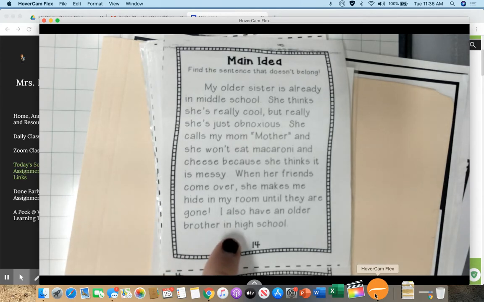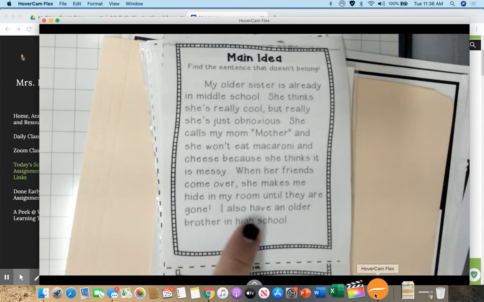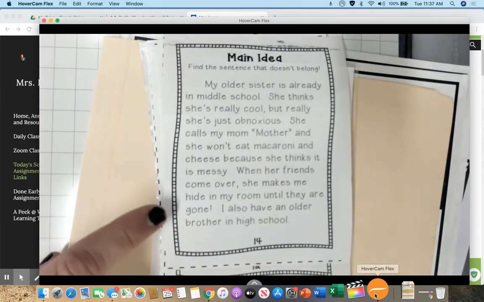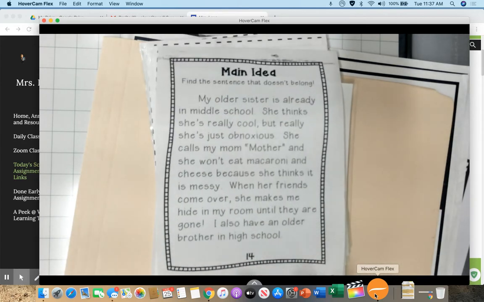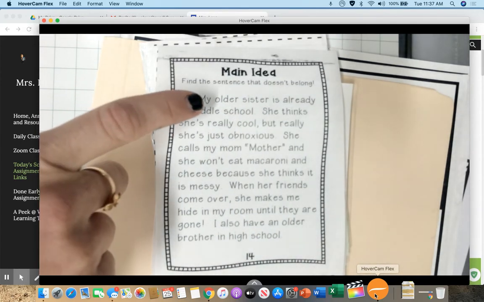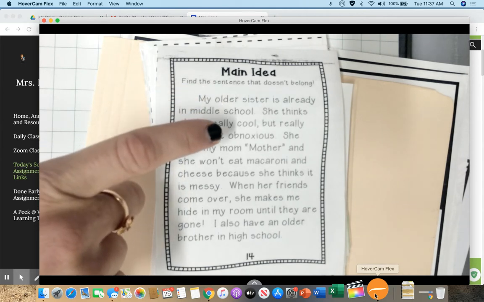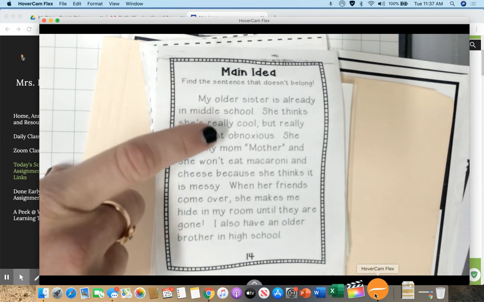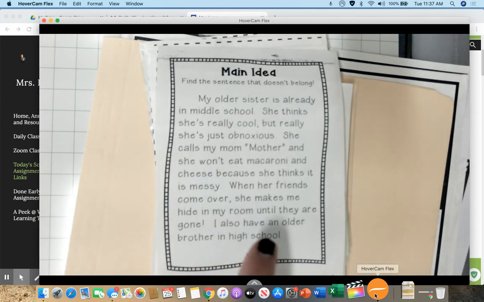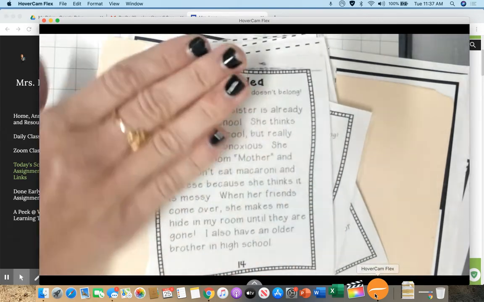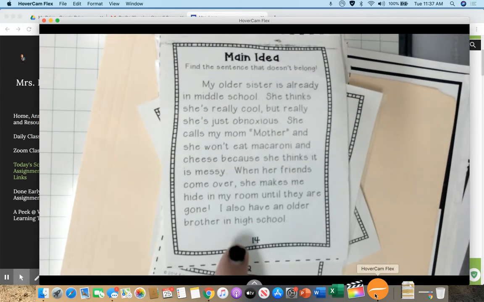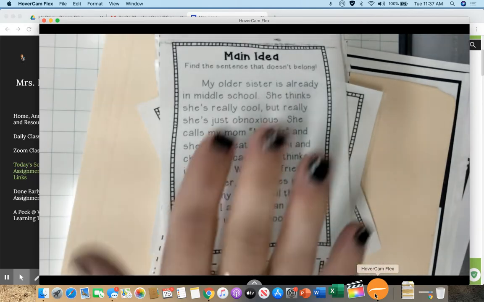If you guessed right, it's the last sentence where it says, I also have an older brother in high school. Notice that that sentence does not belong. It has nothing to do with all the other sentences. So we would say that the main idea of this passage is all about someone's older sister being obnoxious. And here are the reasons why she's obnoxious. And then all of a sudden there's a sentence down here about an older brother. That has nothing to do with the main idea. So the answer was, I also have an older brother in high school.